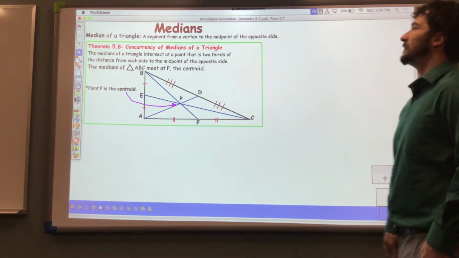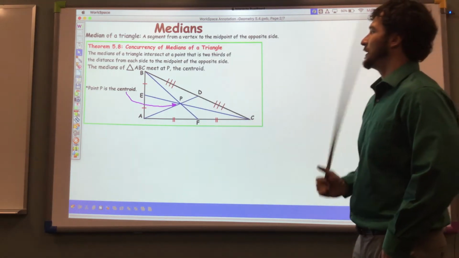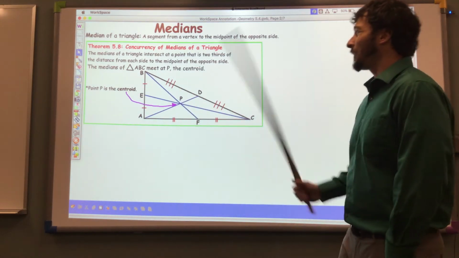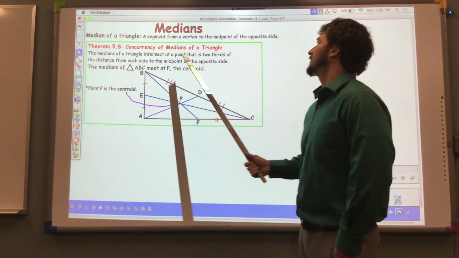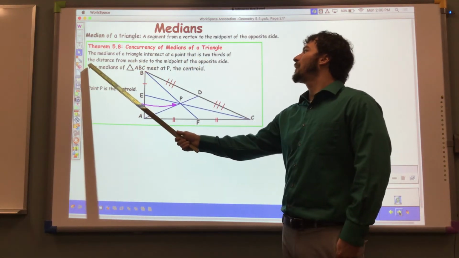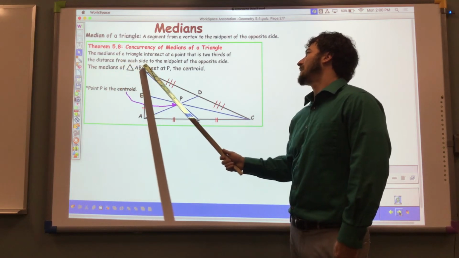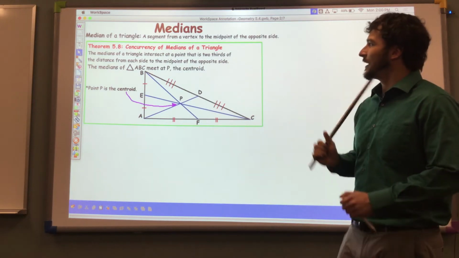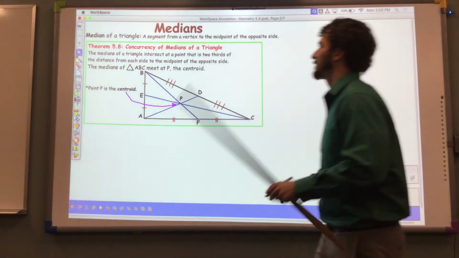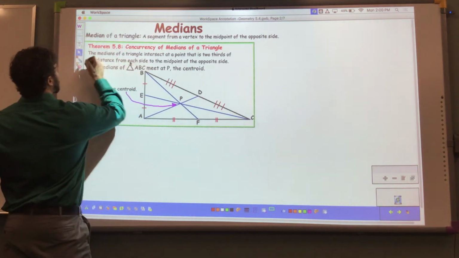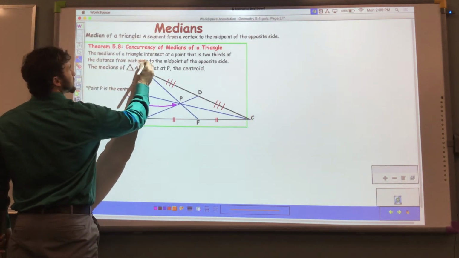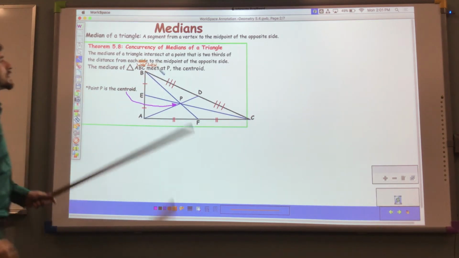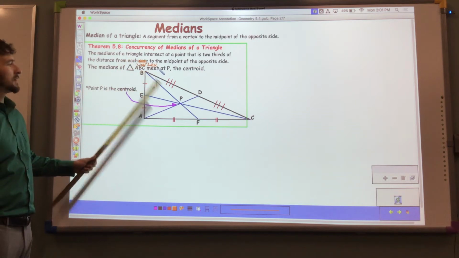Here we have the concurrency of medians of a triangle theorem. Again, concurrent means they're intersecting at the same point. This point is called the centroid. What this theorem tells us is that they intersect at a point that is 2/3 of the distance from each side to the midpoint of the opposite side. And actually, we should say from each vertex here. So change this one to vertex. So it's 2/3 of the distance from the vertex to the opposite side.